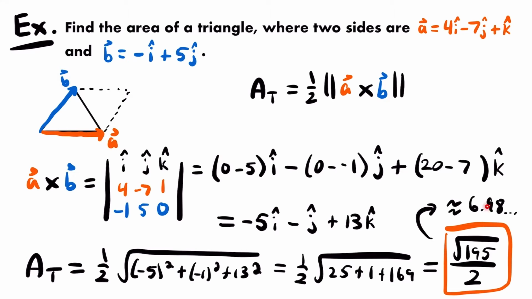And once again, both of these answers, whether you use the approximate value or the exact value, they represent a measurement of area, so their units would be squared. All right, so the area is the square root of 195 divided by 2 square units. Let's take a look at another example.